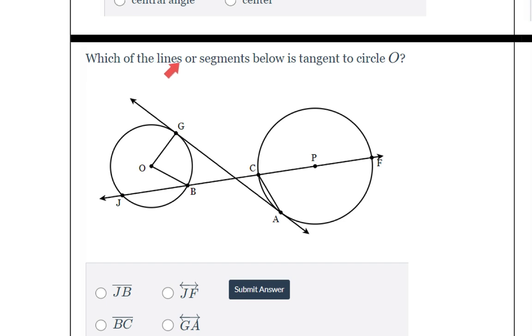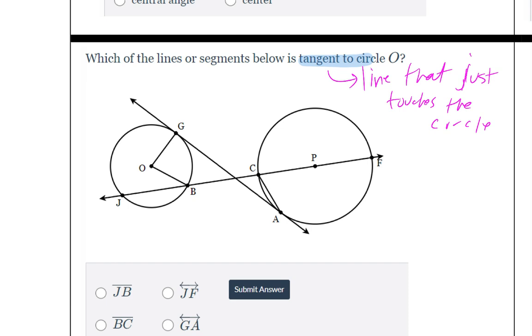It says, which of the lines or segments below is tangent to circle O, right? So remember, tangent means a line that just touches the circle. All right, so it's a line that just touches that circle. Okay, so let's look over here. JB. JB goes through it, right? That goes through. So that one's a no.